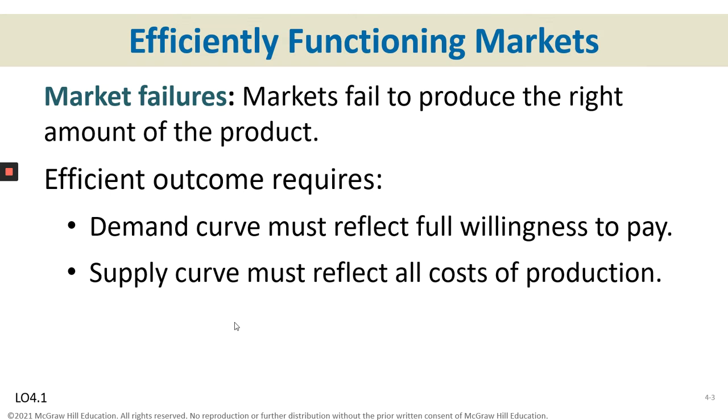But the demand curves should reflect full willingness to pay. Supply curves should reflect all cost of production. If this doesn't happen, then we have something called an externality, or spillovers to third parties.